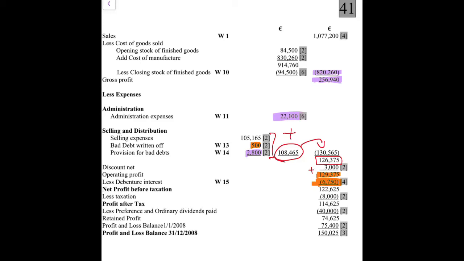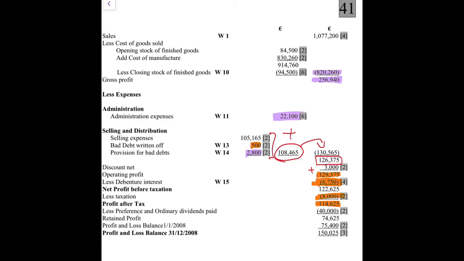€122,625. After your profit before tax, you're putting your tax in, which is just given to us at the bottom of the information underneath the trial balance, €8,000. Okay, that's your taxes on your profit. And that leaves you with a profit after tax of €114,625. Okay, that's it there.